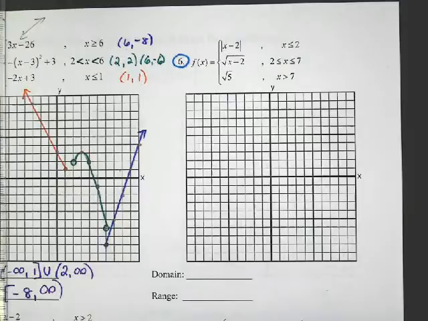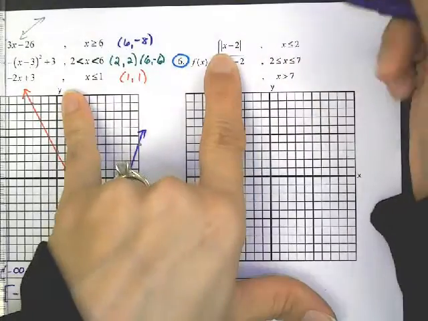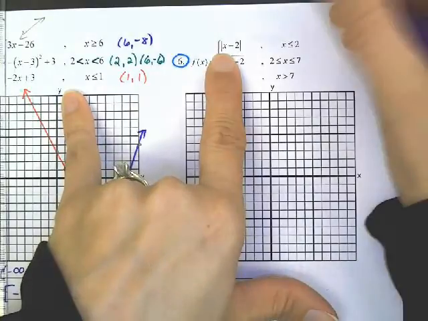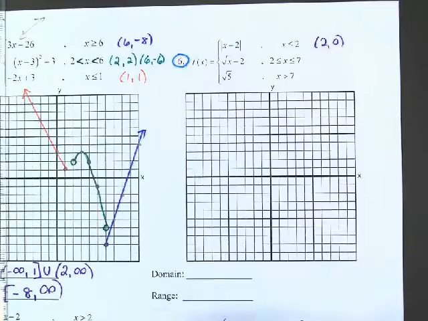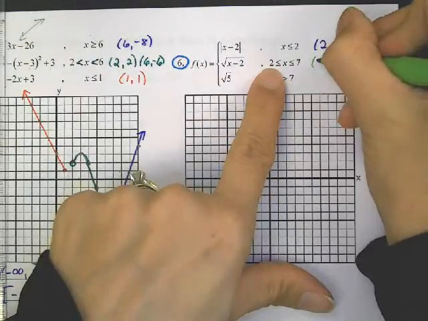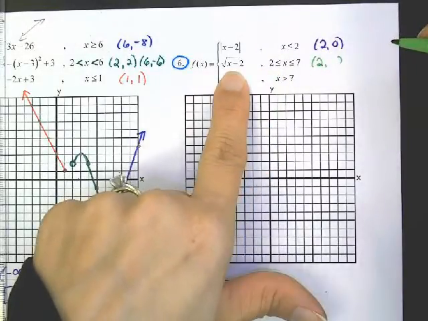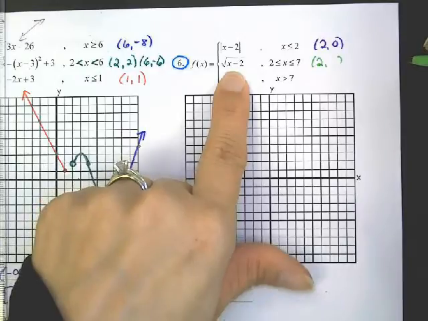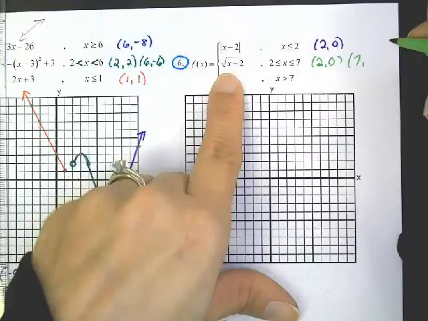Let's go ahead and plug in our values. If we plug in 2, 2 minus 2 is 0. Hey, who knows what the absolute value of 0 is? The answer is 0. Let's go graph our middle piece. There's 2 values here I'd like to plug in. I'm going to plug in 2, and square root of 2 minus 2. What's the square root of a 0? Also a 0. Let's also plug in 7.